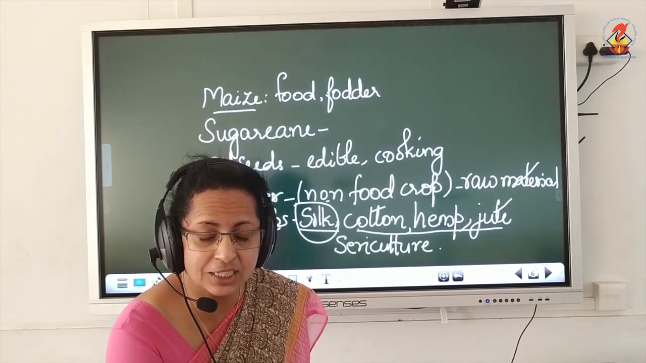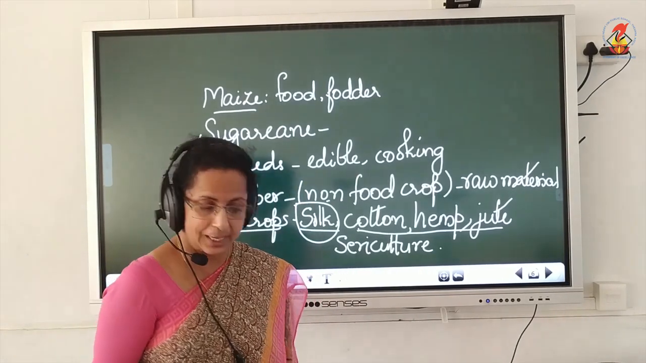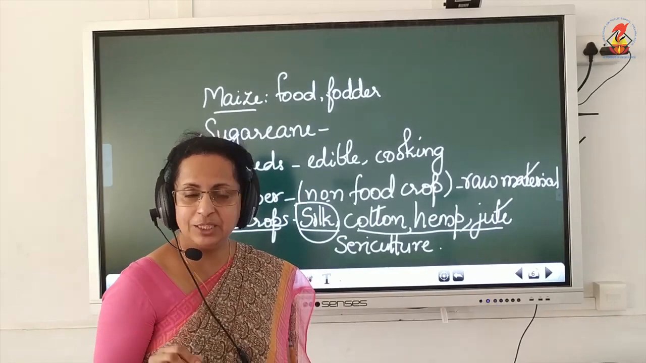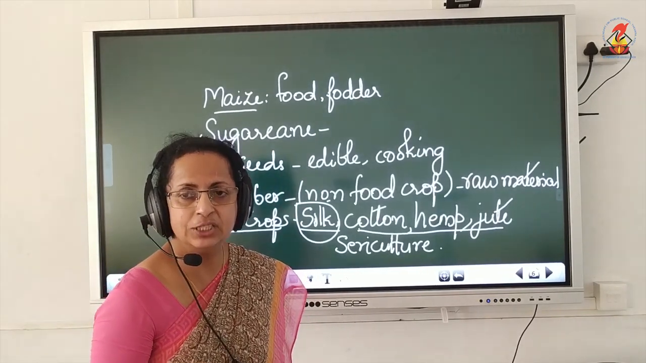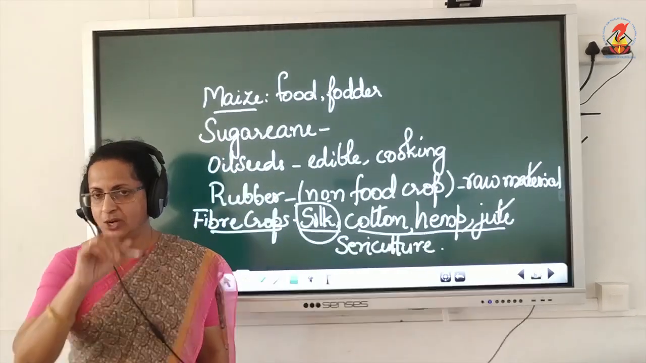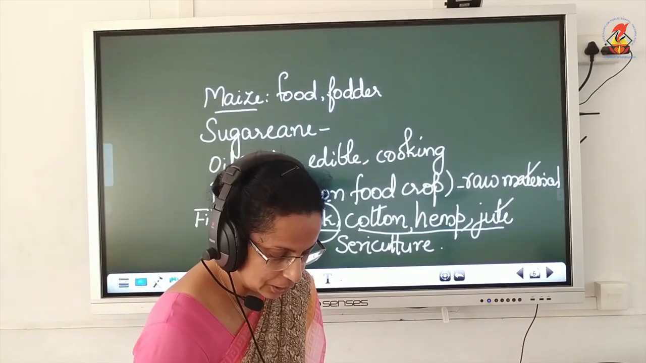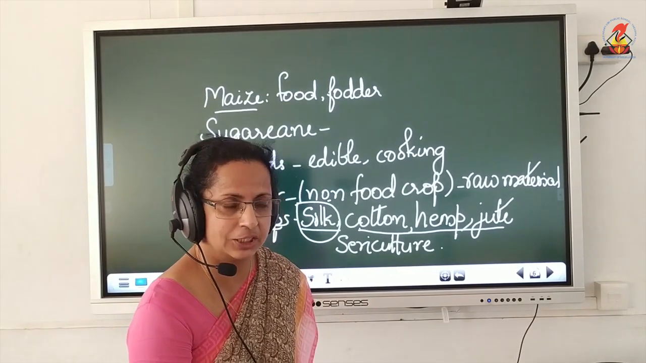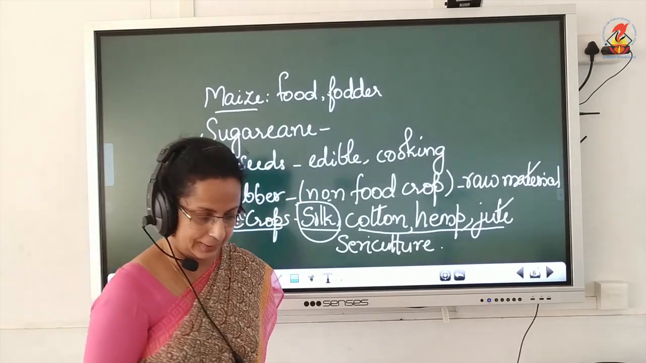If black soil is the soil suited, which are the states where we can find cotton grown? Maharashtra, Gujarat, Madhya Pradesh, Karnataka, is it not? Those states which are in the peninsula region, where you have the Deccan Plateau. Major cotton producing states are Maharashtra, Gujarat, Madhya Pradesh, Karnataka and Andhra Pradesh.